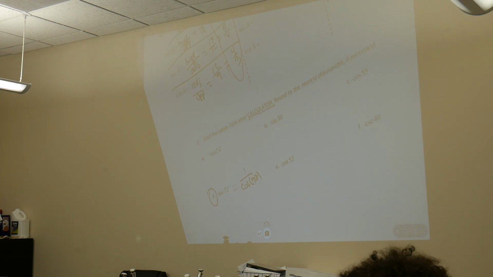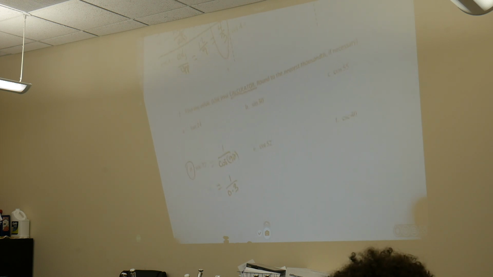So then all I need to do is to find the cosine value at 72 degrees, which is 0.3, is it? Check that for me, please. Cosine 72, 0.3? Okay. 0.30. 0.30?